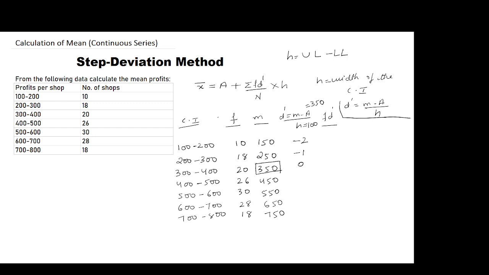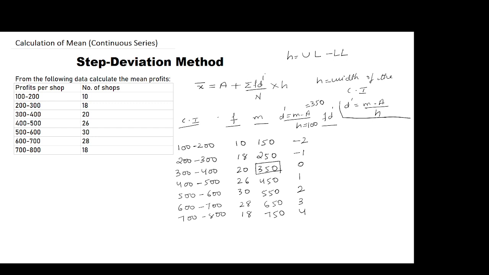450 minus 350 is 100, 100 divided by 100 is 1. 550 minus 350 is 200, 200 divided by 100 is 2. 650 minus 350 is 300 divided by 100 is 3. 750 minus 350 is 400. 400 divided by 100 is 4. So this is how d dash value should be calculated by subtracting the assumed mean from the midpoint, divided by 100, that is the width of the class interval.